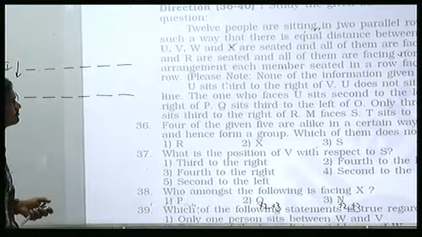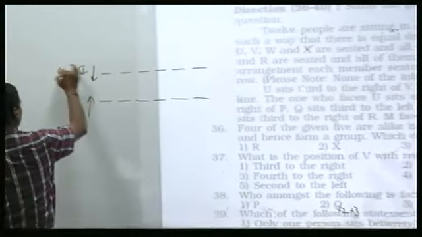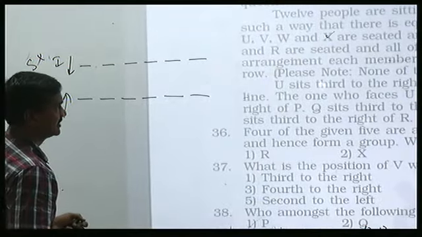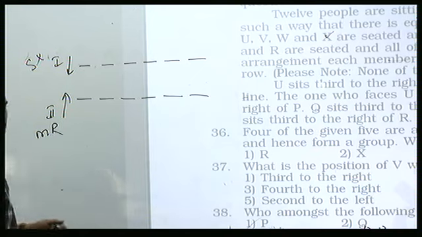Then, in row 1, S, T, X are south, S, T, X. Next one. And in row 2, M, Q, R. M, Q, R in row 2. This information we should always write clearly.